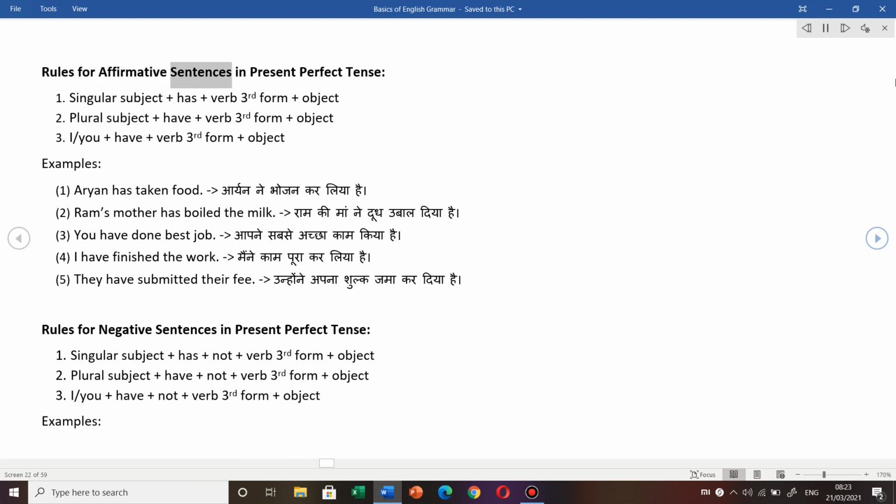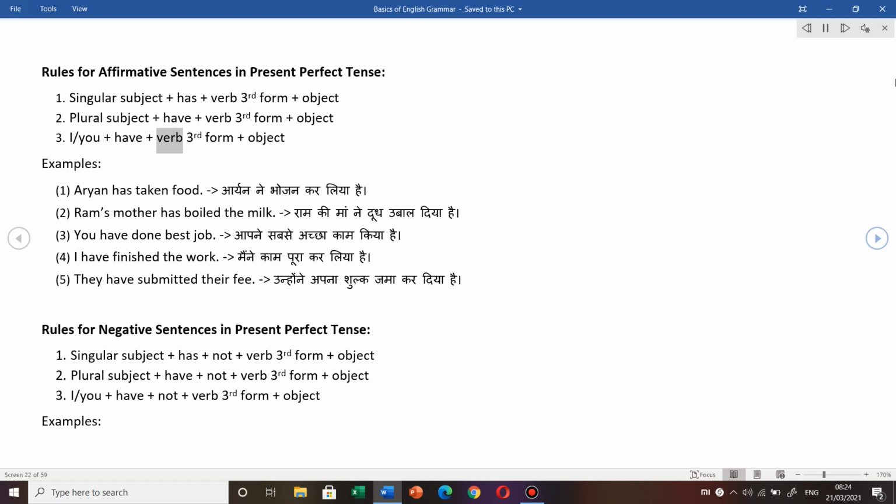Rules for affirmative sentences in present perfect tense. Singular subject plus has plus verb third form plus object. Plural subject plus have plus verb third form plus object.